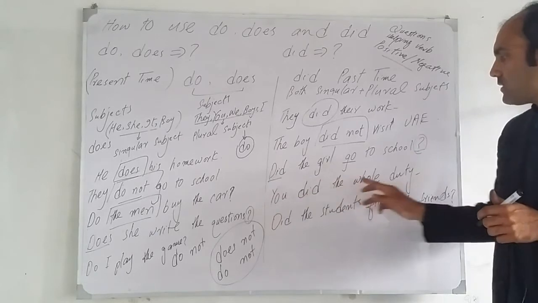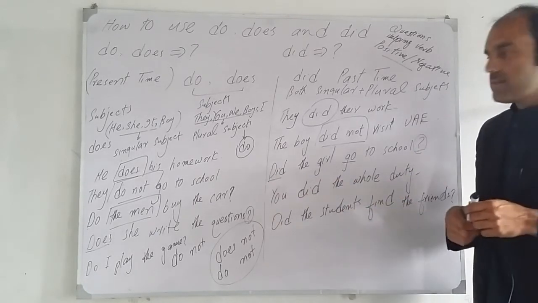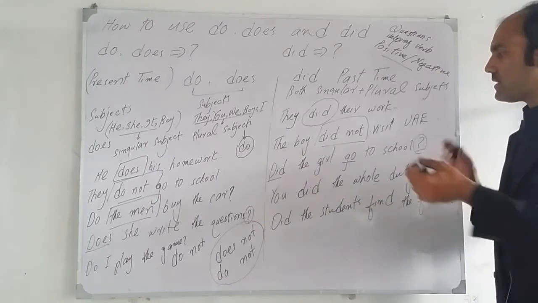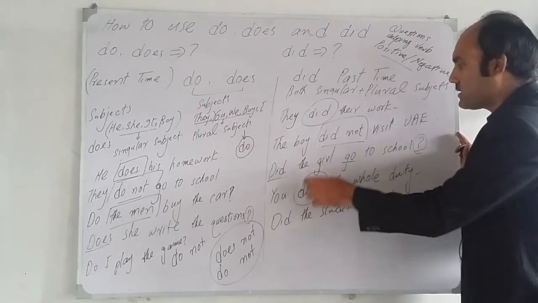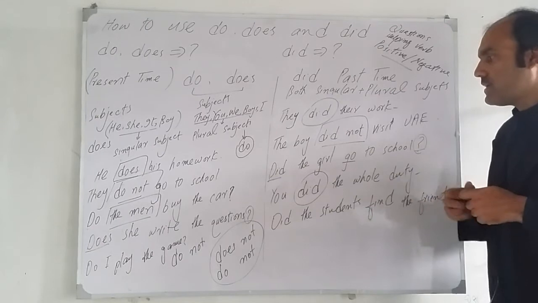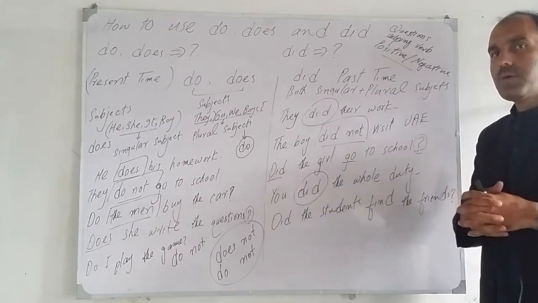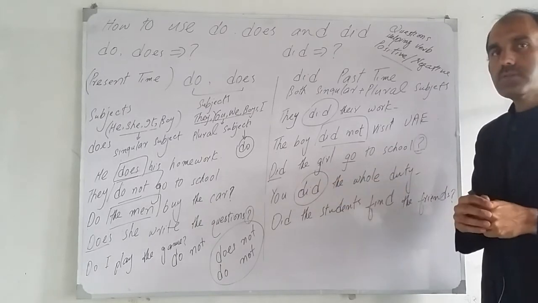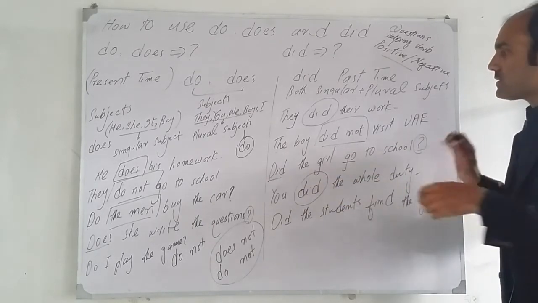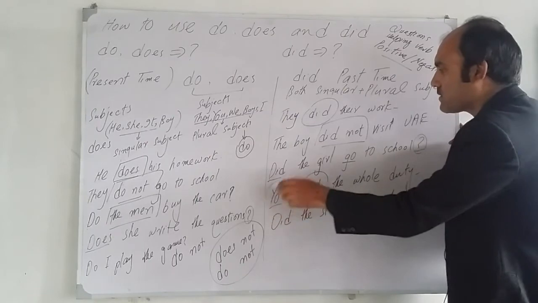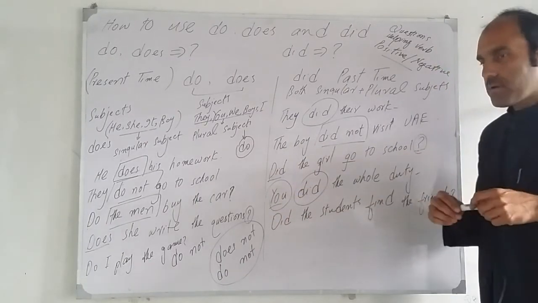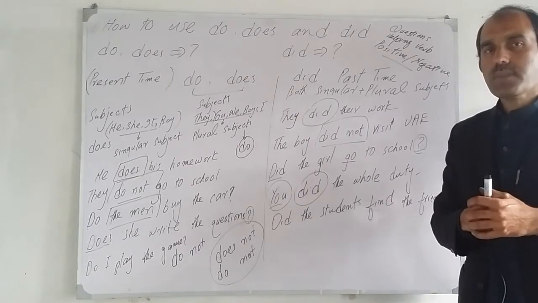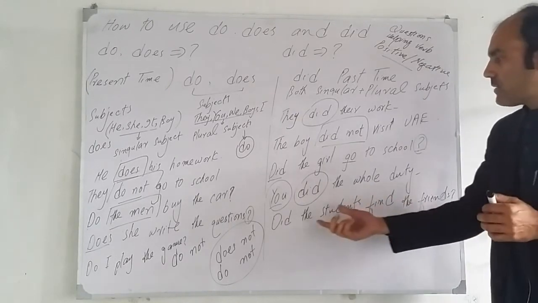Now come to this one. You did the whole duty. Now here you have to think in which form did is used. Is this the main verb, or is this the helping verb of the sentence? So here did is used as a main verb because this is after the subject. The main verb of the sentence is always used after the subject.